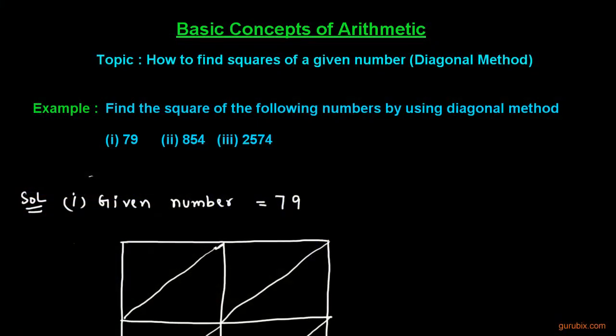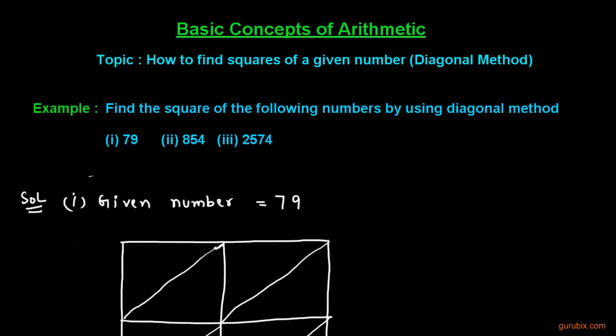Welcome friends. In this video we shall learn a very important method to find the squares of a given number, and this method is called the diagonal method. We shall learn this method by an example, and the example is as follows. Find the squares of the following numbers by using the diagonal method. And here are the three parts of the example.